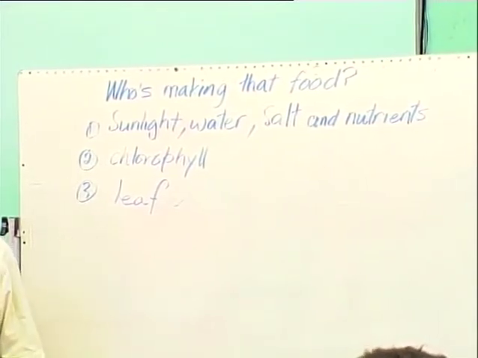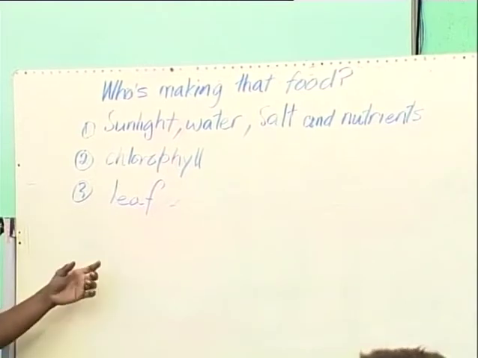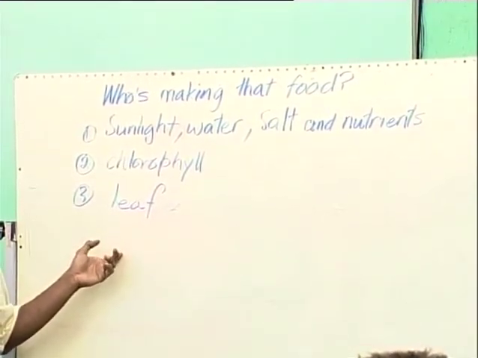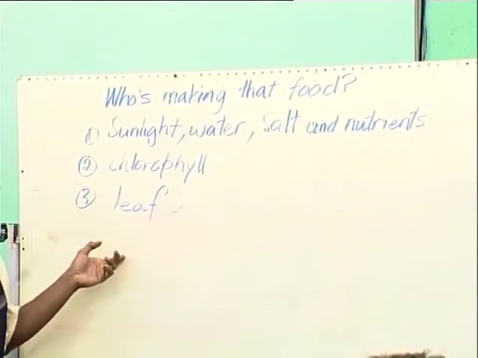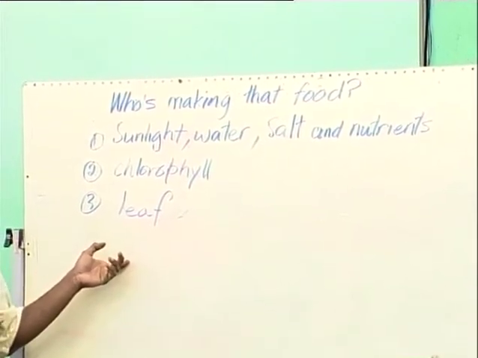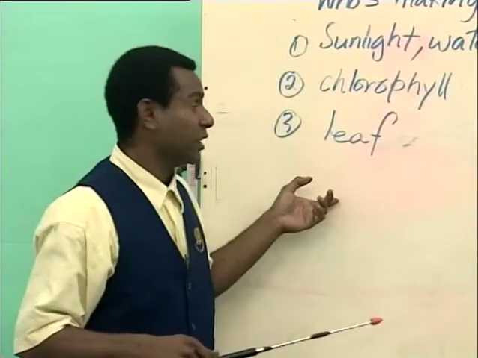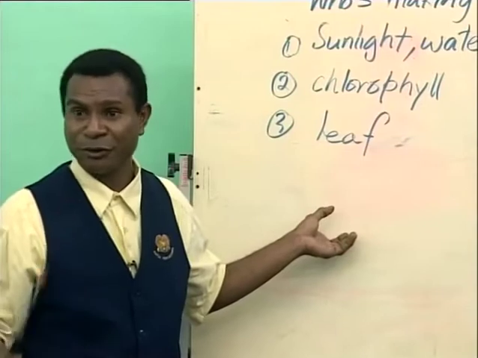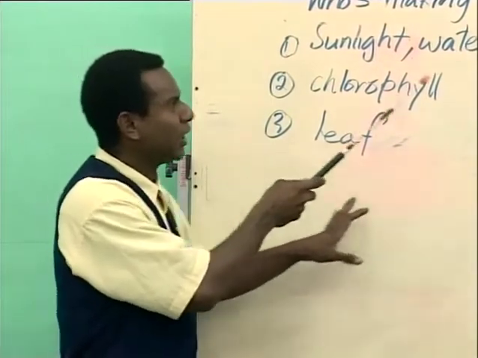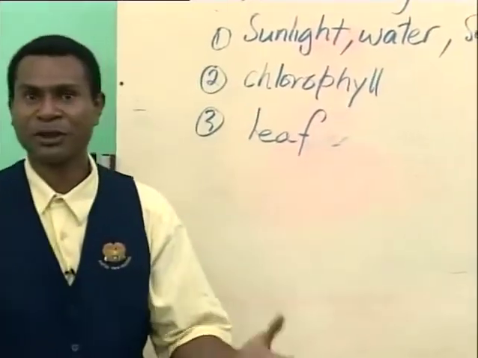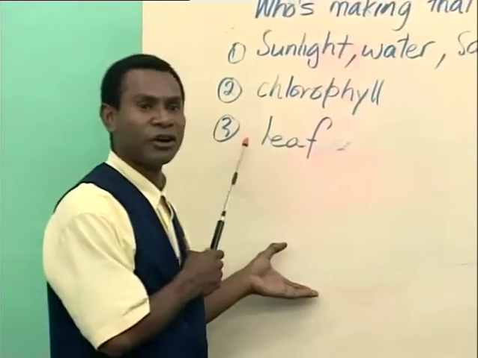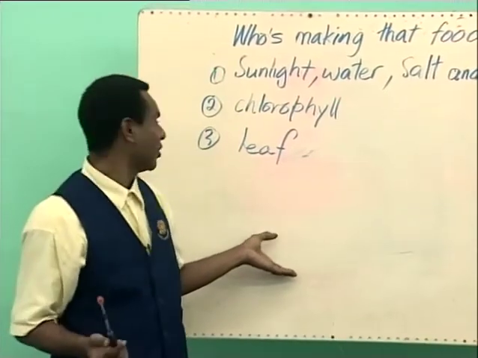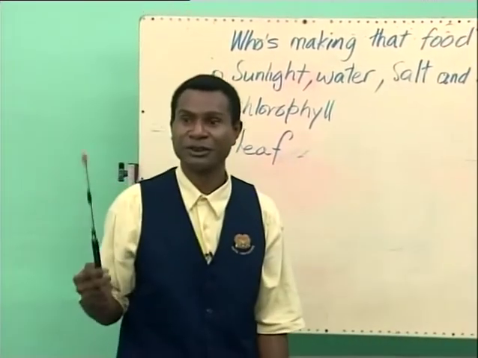You also have different answers. Once you have your answers, your next question is, how do your answers tell you how plants make their food? How do sunlight, water, salt, nutrients make food for the plants? How does chlorophyll make food for the plants? Or how does the leaf make food for the plants?